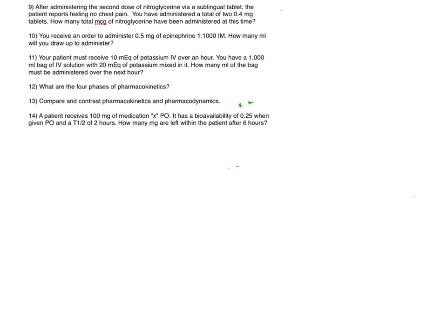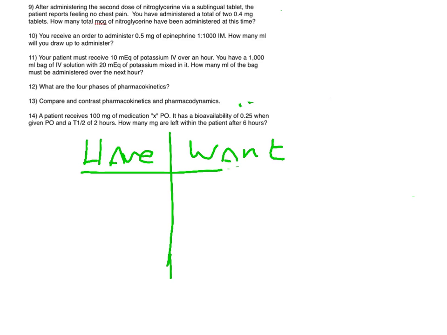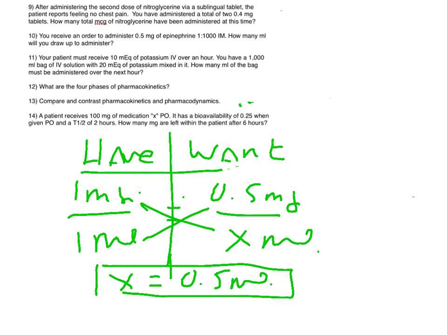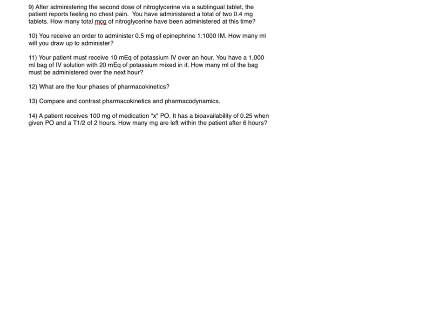So let's do that real quick. Have want, and I have 1 milligram in 1 milliliter. Okay. And I want to give 0.5 milligrams, again keeping the same units on top and bottom, and I need to figure out how many milliliters that is. 1 times X is just X, and 1 times 0.5 is 0.5, so X equals 0.5 milliliters, and that makes sense because 1 to 1,000 is a 1-to-1, 1 milligram per milliliter. So if I wanted to give 0.5 milligrams, then I could give 0.5 milliliters.